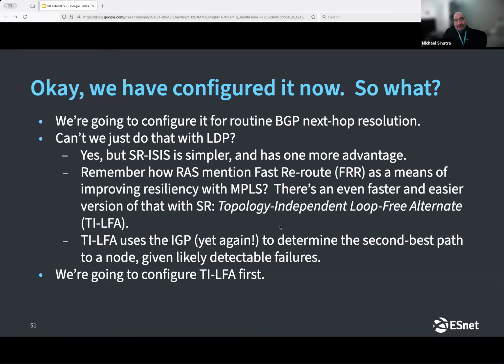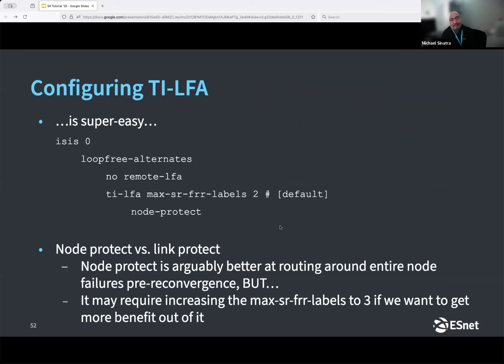So let's go and configure it, and I'll show you what it looks like when you've actually configured it and what it means. Again, it's really easy. It's just a line of config basically. Again, we're configuring it in Nokia. We configure it in our IGP. And what this means is I'm going to allocate 2 labels.